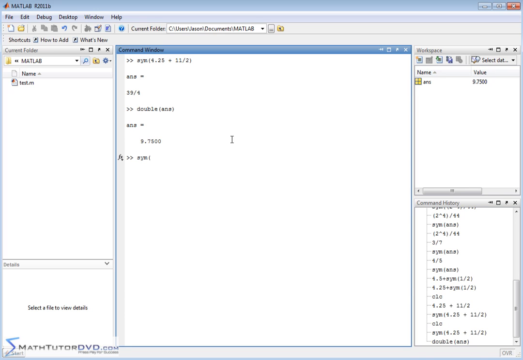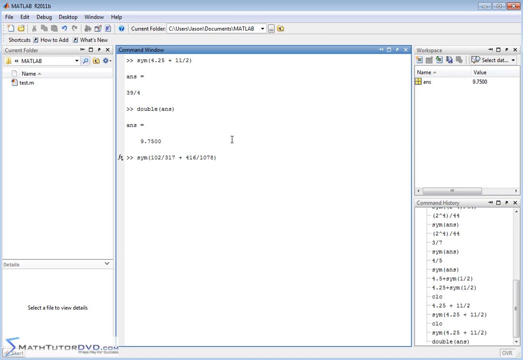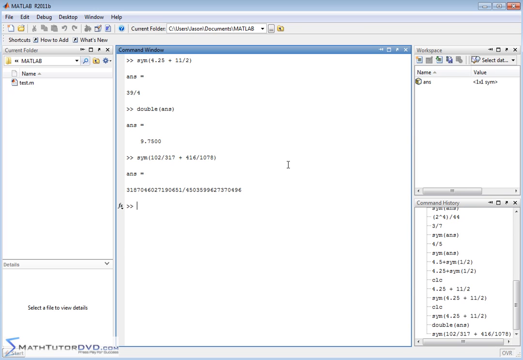Anytime you're doing some arithmetic, let's say 102 divided by 317, 416 divided by 1078. Let's do something that's not so easy to do by hand. So I'm taking a symbol, I'm adding these two giant fractions together. Matlab is going to give me this very large fraction. Look at this very large numerator, this very large denominator. Okay, that's wonderful, but that's not very compact.